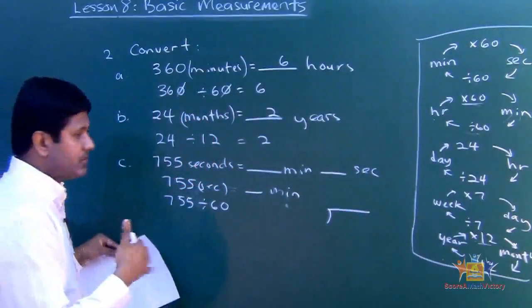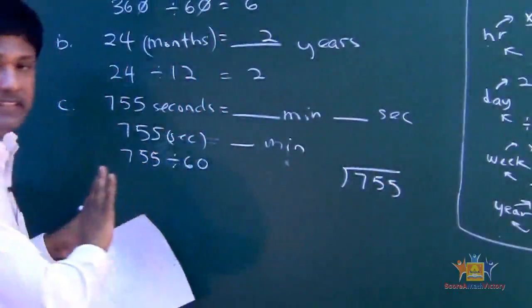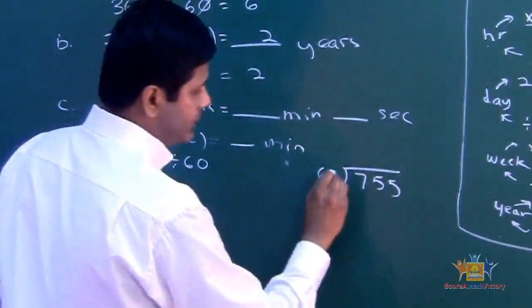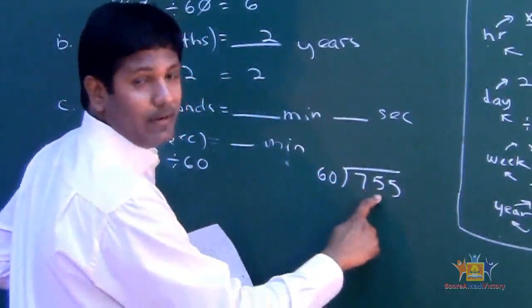755 is kind of into Mr. Mac. I'm going to put it inside the cage. 755. 60 is kind of out. I'll put it outside the cage. In 7 there's how many 60? None. I cannot, so I would go to the next one.